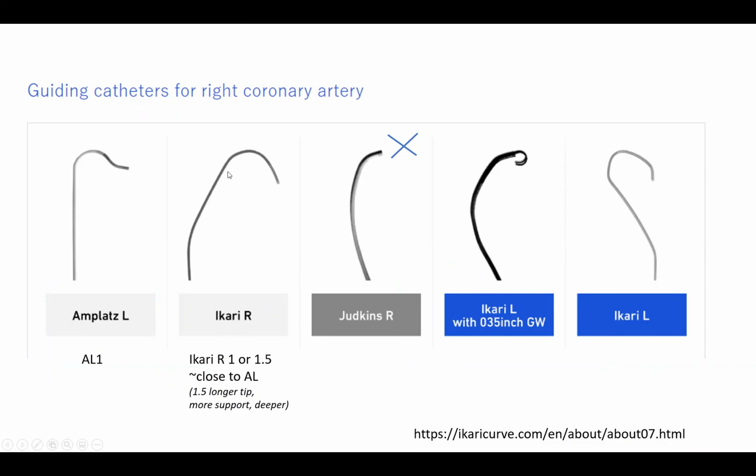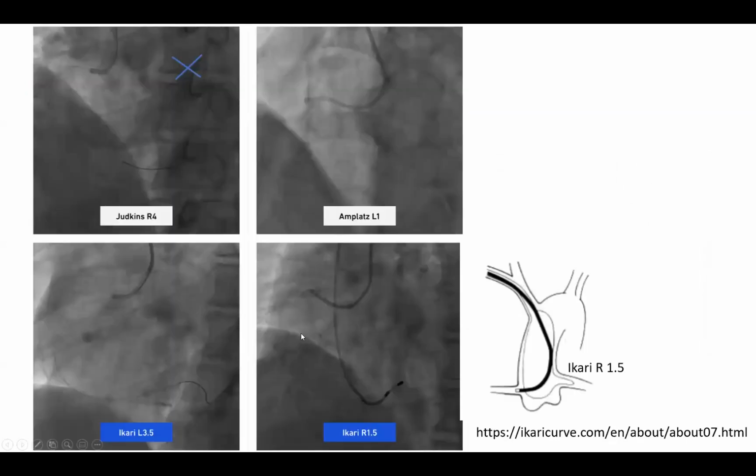Ikari right, if you want to compare it to something, is somewhat similar to the Amplatz left. It tends to be an aggressive guide with a long tip, and it comes in 1 and 1.5 size. 1.5 is a kind of aggressive guide. I suggest, if you're not familiar with this guide, start first using Ikari right 1, then progress to Ikari right 1.5. Okay, 1.5 has a longer tip, more support, goes deeper, but more dissections. So this is the shape of those catheters in the coronary.